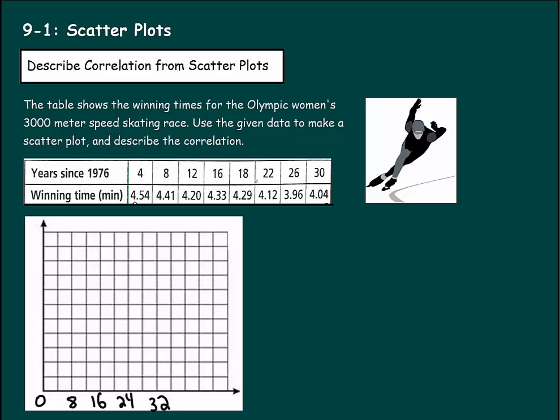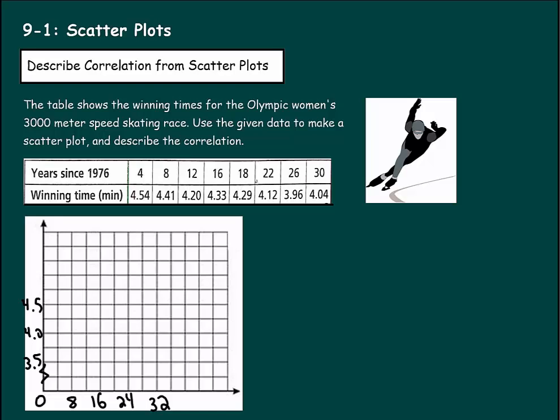I notice that the lowest winning time is 3.96. So what I'm going to do here is skip all the way to 3.5. And you can show that by making kind of a symbol that looks like that. And then this symbol here would be 3.5. Skip 2 to 4.0. Skip 2 more to 4.5. And since that's 4.54, we'll just leave it at that.